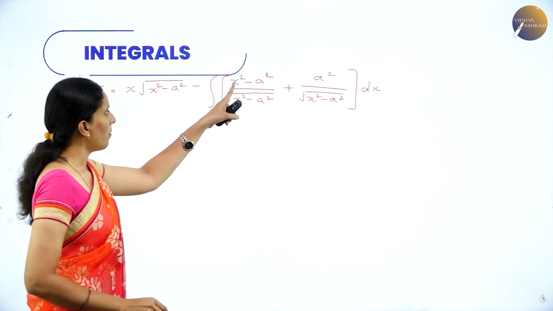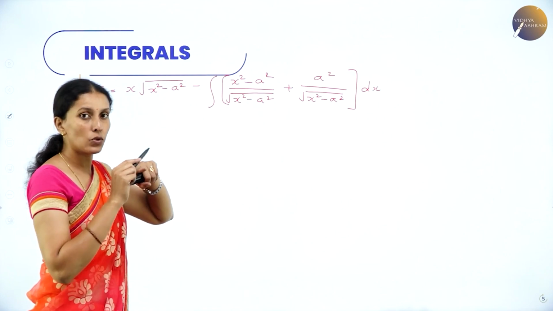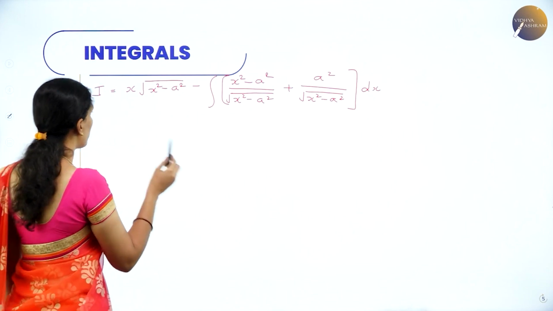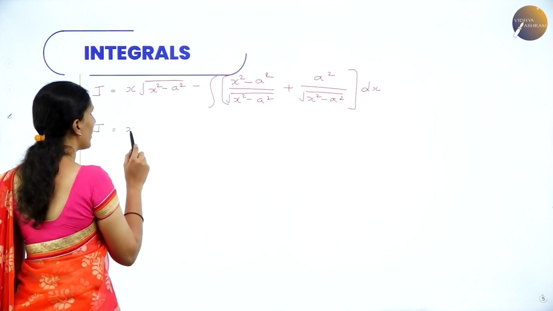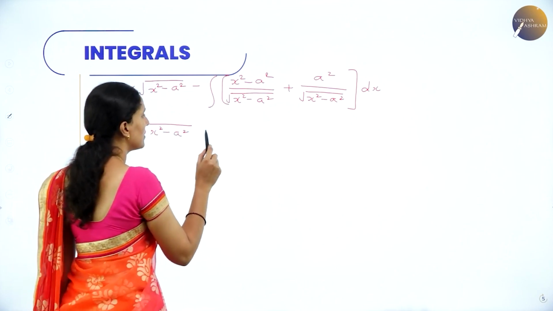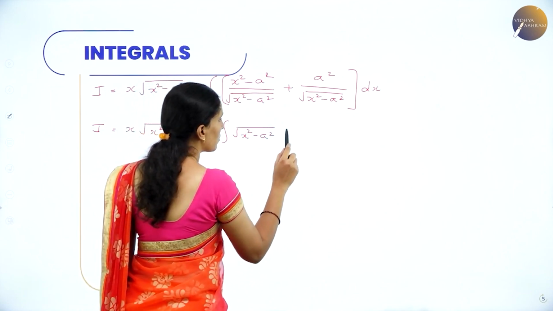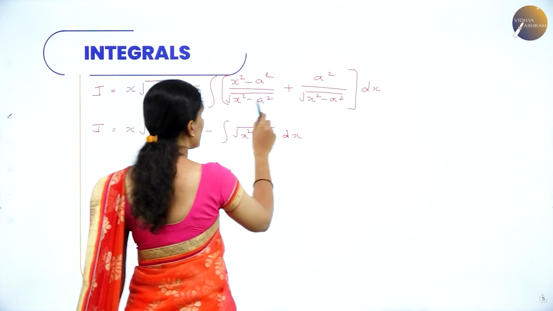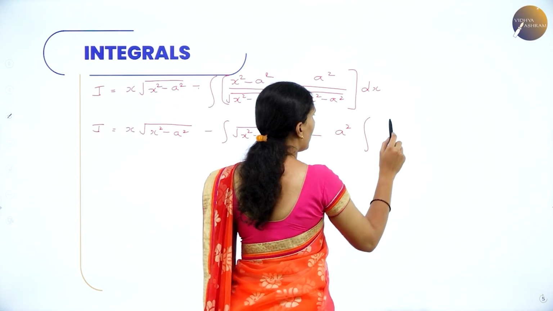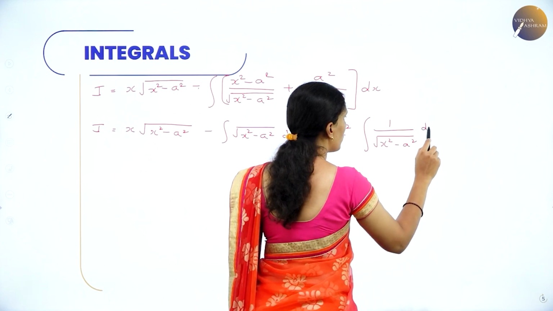So now this is in the form of x divided by root x. So you can see x square minus a square can be written as 2 times square root of x square minus a square. So root of x square minus a square gets cancelled. We have I is equal to x into root of x square minus a square, minus, inside the function it becomes root of x square minus a square dx. Again here minus into plus we have minus a square, we can take it outside. Integral of 1 over root of x square minus a square with respect to dx.